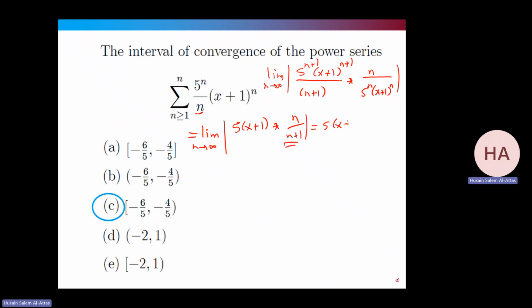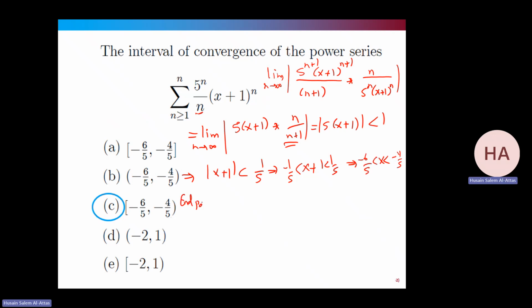So 5 times x plus 1. Don't forget the absolute value. And this will be less than 1. So I have absolute value of x plus 1 less than 1 over 5. So I have x plus 1 between minus 1 over 5 and 1 over 5. Let me not rush it. Taking minus 1 to this side and this side, I have minus 4 over 5 here and minus 6 over 5 here.